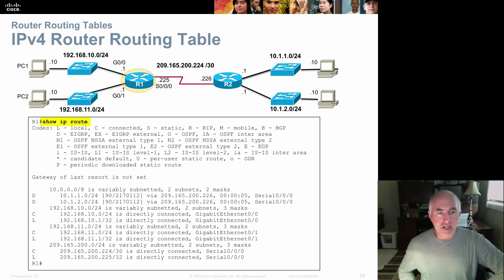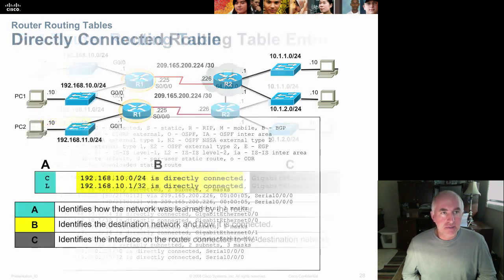Some of those destinations are directly connected. That's the C. If you look at a row that starts with a C or an L, those are directly connected local destinations. And there's always a C and an L for each directly connected network. One is the router's outgoing port, that's the L, and the C is the network ID for that locally connected network. And you'll get used to that as you do the lab on this.